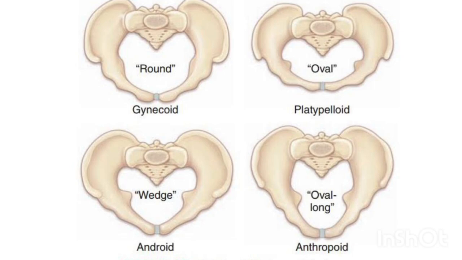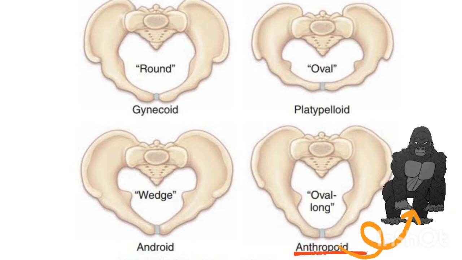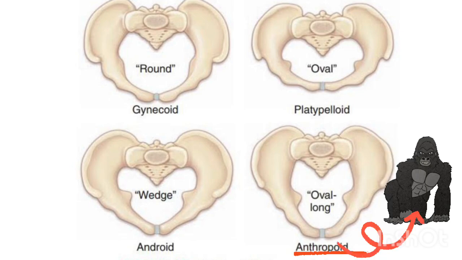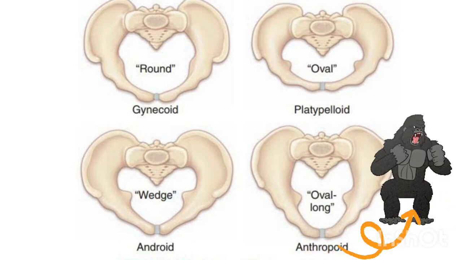The brim, please take note, the pelvic brim of the gynaecoid is round. The platypelloid is oval. The android is wedge shaped, very, very important, while the anthropoid is oval long. You understand? Why is it called anthropoid? Because it's from the name ape-like. It's like an ape-like pelvis.